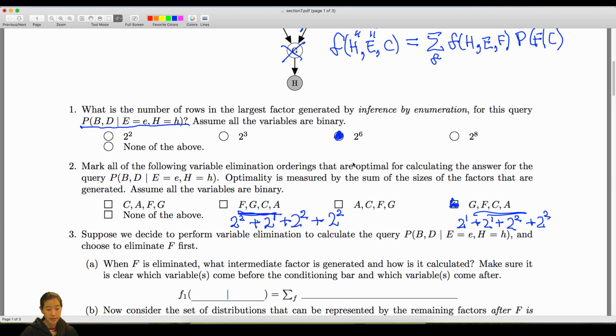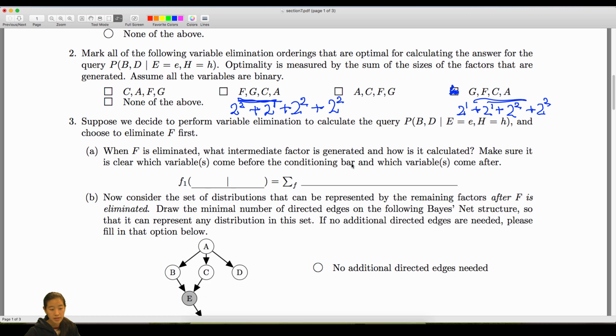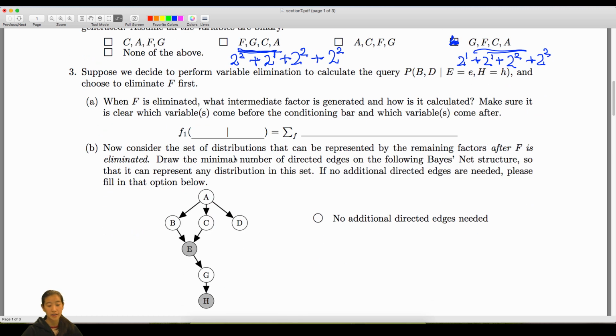Okay, so now we're going to look at the next question. We want to find 2 things. One is, when F is eliminated, what is the intermediate factor generated, and how to calculate it. And the second part, we want to see what would be the minimal new Bayes net that we can draw to represent this distribution. Looking at this one, it's always easier to solve for the right-hand side first and then create the factor.